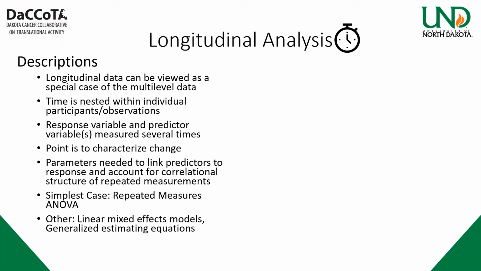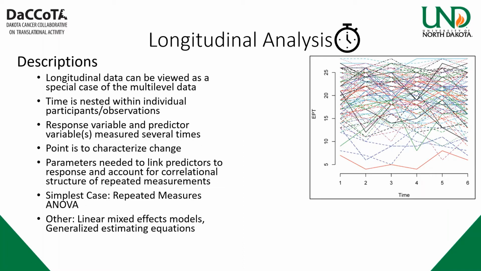So a lot of times you look at spaghetti plots to explore this kind of data. You have some sort of outcome on the y and then time, and each time period that outcome was measured. And different individuals obviously have different trajectories, but you're trying to characterize change over time.